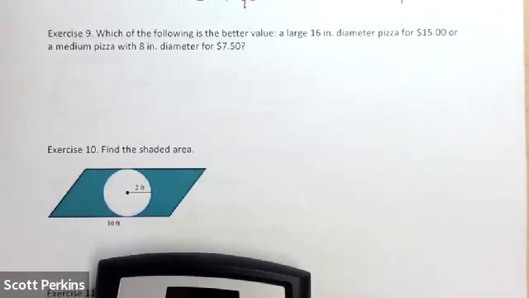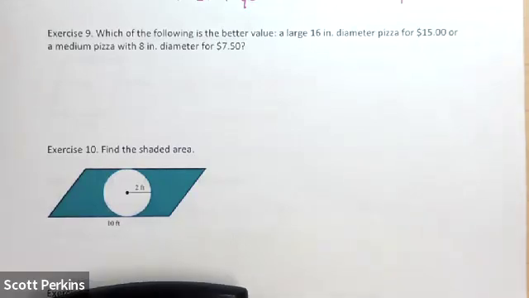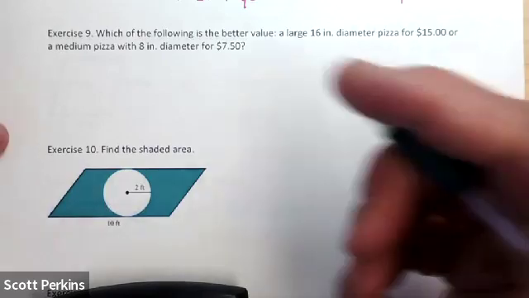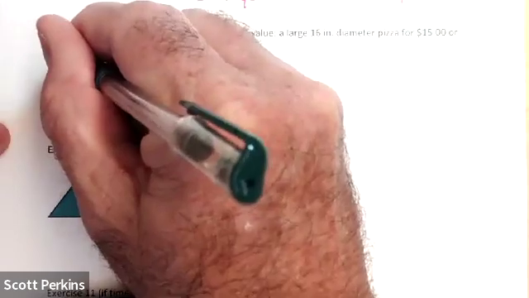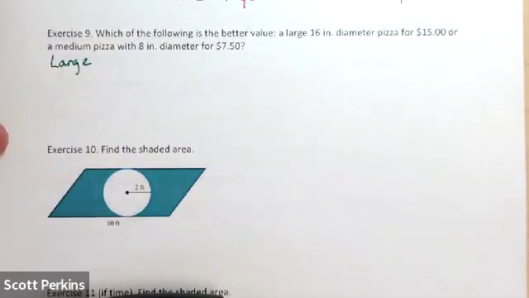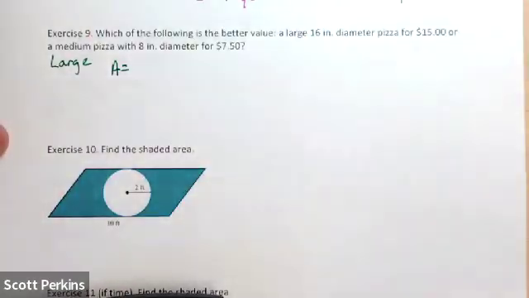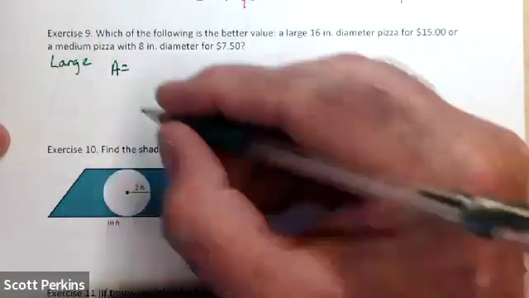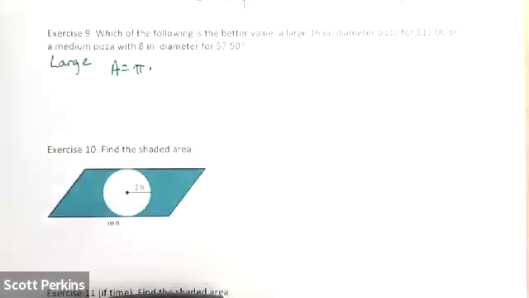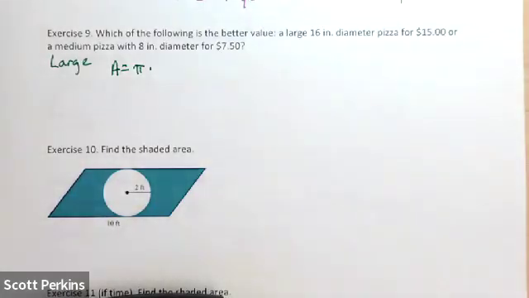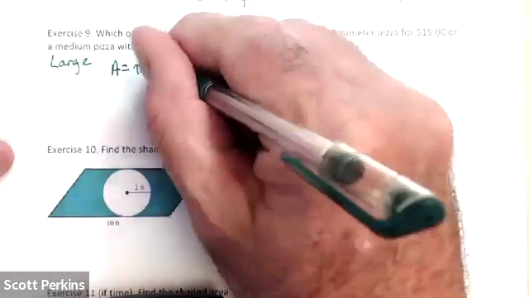All right, so here's what we got on this problem right here, exercise 9. First thing I'm going to do in my quest to figure out which is the better value for me is I'm first going to find the area. So for the large pizza, that means I'm going to find the area that is going to be pi times r squared. So that's pi times, what's the radius of the large pizza? 8 inches, so 8 squared.